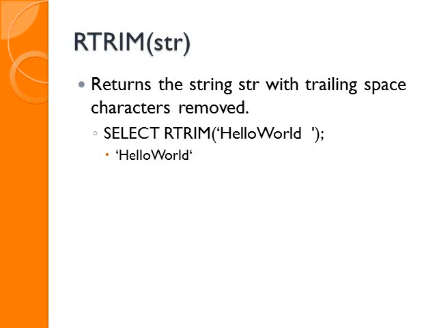Rtrim. It takes again a single argument, a string. It returns the string str with trailing spaces removed. Trailing spaces means the spaces at the end will be removed. Example, select rtrim hello world. After that two spaces are there, but in the output no space at the end is there. Keep in mind it will only remove the trailing spaces. If there is any space in between, that will not be removed with the rtrim function.